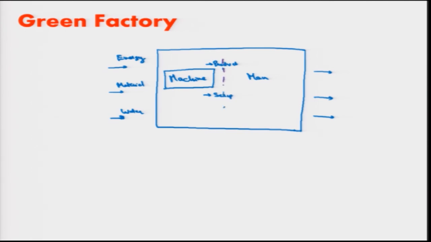These are actually the boundary interactions with machines. The inputs to the machine are coming from this side. This is actually energy coming here, material, water. This is going in boundary.